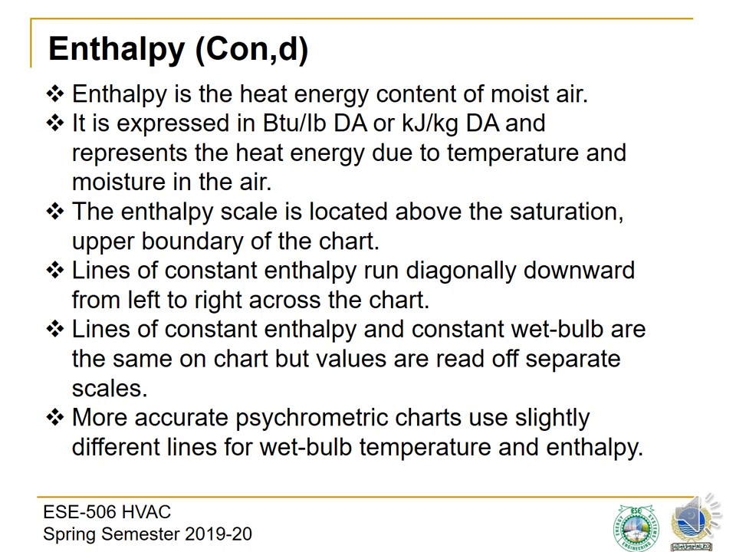Enthalpy is the heat energy content of moist air. It is expressed in BTU per pound of dry air or kilojoules per kg dry air, and represents the heat energy due to temperature and moisture in the air. The enthalpy scale is located above the saturation upper boundary of the chart. Lines of constant enthalpy run diagonally downward from left to right across the chart. Lines of constant enthalpy and constant wet bulb are the same on the chart but values are read off separate scales. More accurate psychrometric charts use slightly different lines for wet bulb temperature and enthalpy.